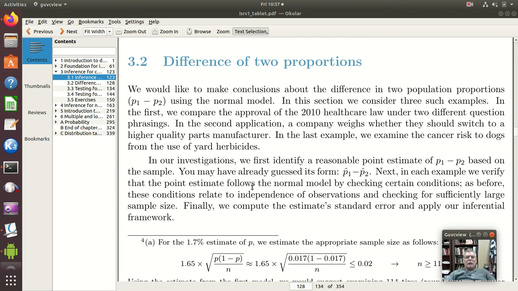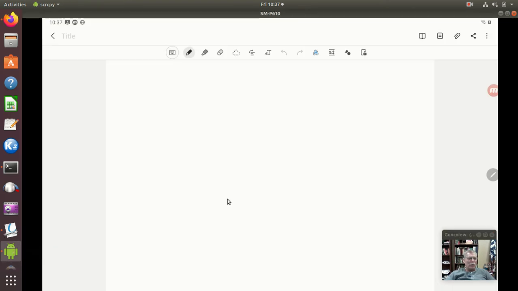All right, so now we want to look at this idea of a difference of two proportions. And again, I'm going to show that you don't have to quite think of it this way. You can think of it as looking at the independence between two variables. And so now we will have a P1 and a P2.